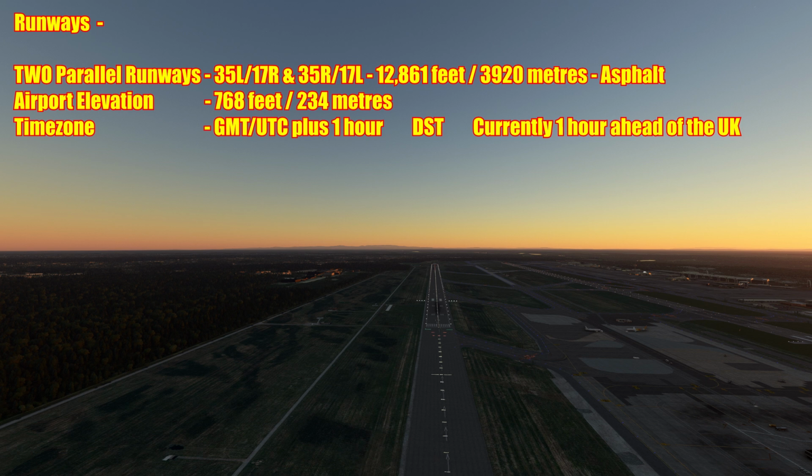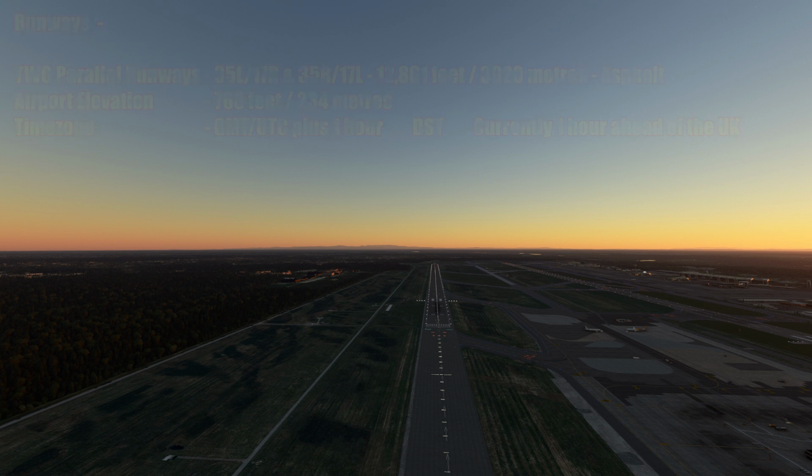The airport lies at an elevation of 768 feet or 234 meters and sits within the GMT UTC plus 1 hour time zone. Now Italy, like most European countries, does indeed observe Daylight Saving Time or DST, which at the moment is not in operation, so the airport remains 1 hour ahead of the UK.